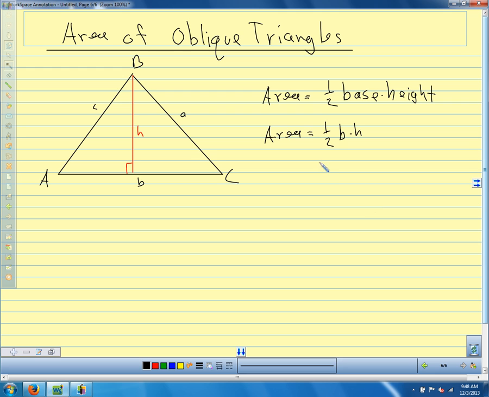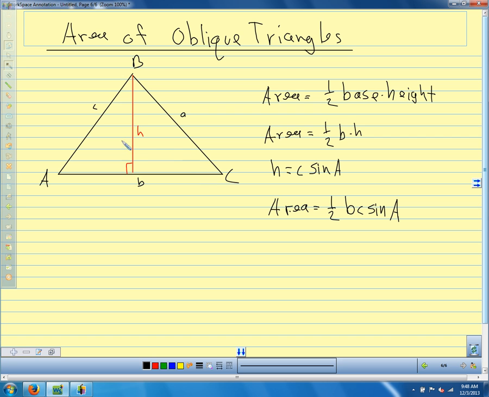Well, how did we find the height of the triangle yesterday? Or how did we find it today? c sine A. I'm going to plug that in here. So the area equals 1/2 bc sine A.